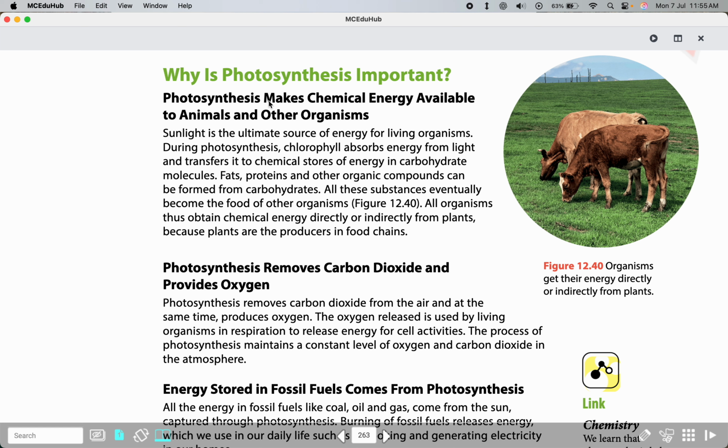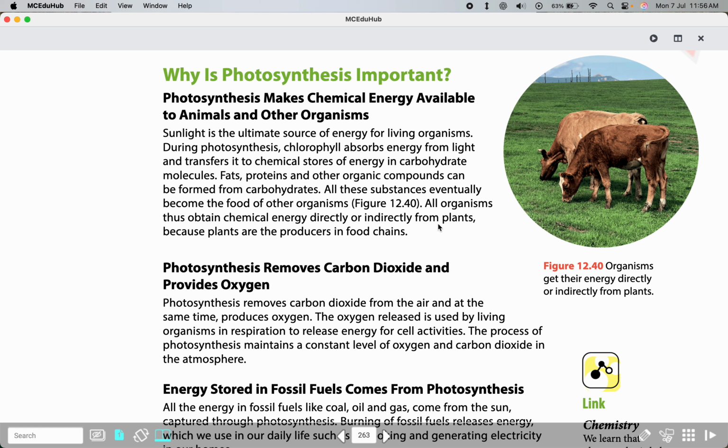Photosynthesis is the process which makes chemical energy available to animals and other organisms. We say that sunlight is the ultimate source of energy for all living organisms. During photosynthesis, the chlorophyll pigment will absorb energy from light and transfer it to the chemical stores of energy in carbohydrate molecules, for example glucose. Fats, protein, and other organic compounds can be formed from these carbohydrates. And all these substances eventually become the food of other organisms. So all organisms obtain chemical energy directly, like plants, or indirectly from plants.